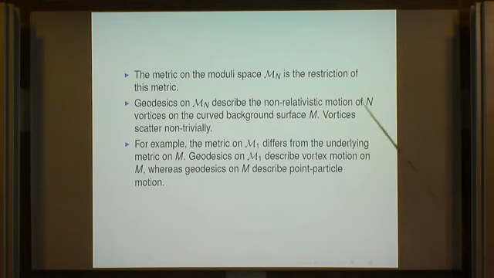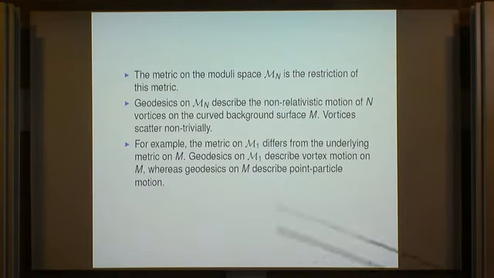They describe the non-relativistic motion of n vortices on the curved background surface M. And these geodesics are highly non-trivial, so the vortices do scatter. Even though there are no static forces, there are these velocity-dependent forces implied by geodesic motion, and the vortices scatter.